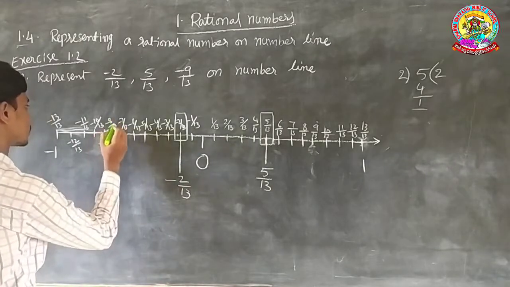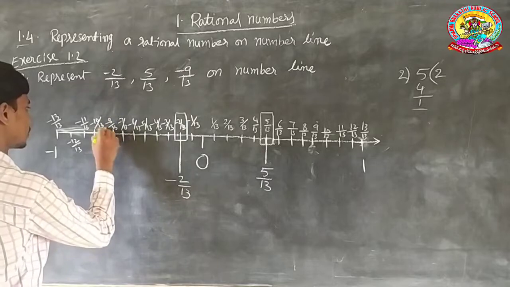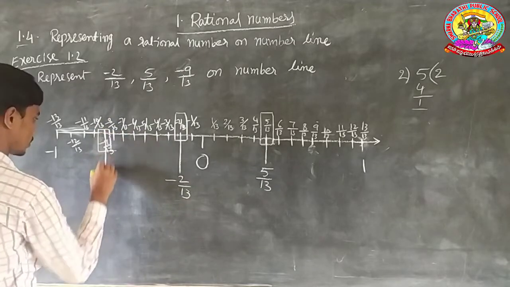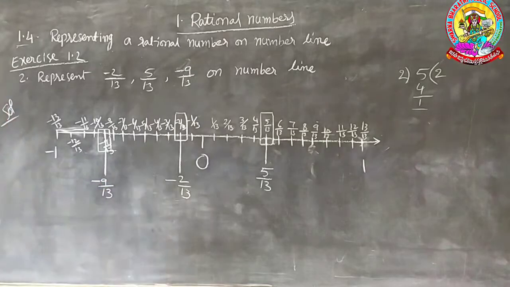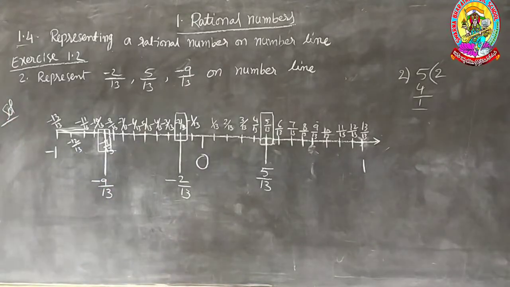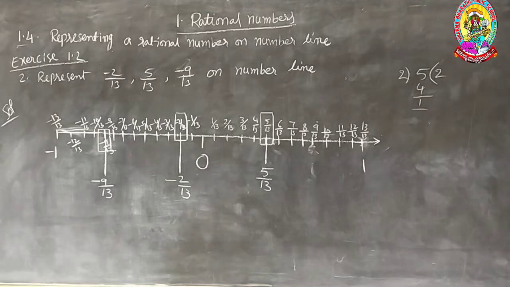Here, the 9 by 13th position is this. So minus 9 by 13. In this way you can locate the numbers given as rationals on the number line.